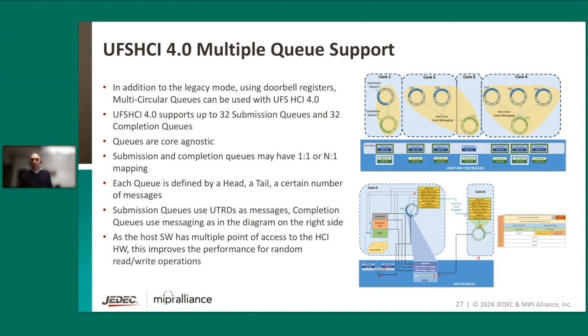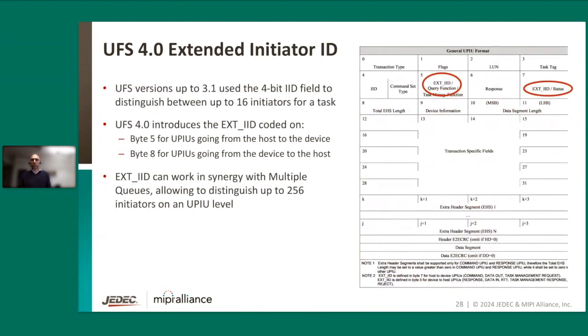In order to support this, there was a small change in UFS, so it was not really strictly needed, but it still improves the performance, because the UFS protocol has one feature. It's called the initiator ID. This is especially useful in systems supporting multiple cores. Basically, what you see here is that each core can have its own initiator ID field, and up to 16, as was in legacy, was okay.